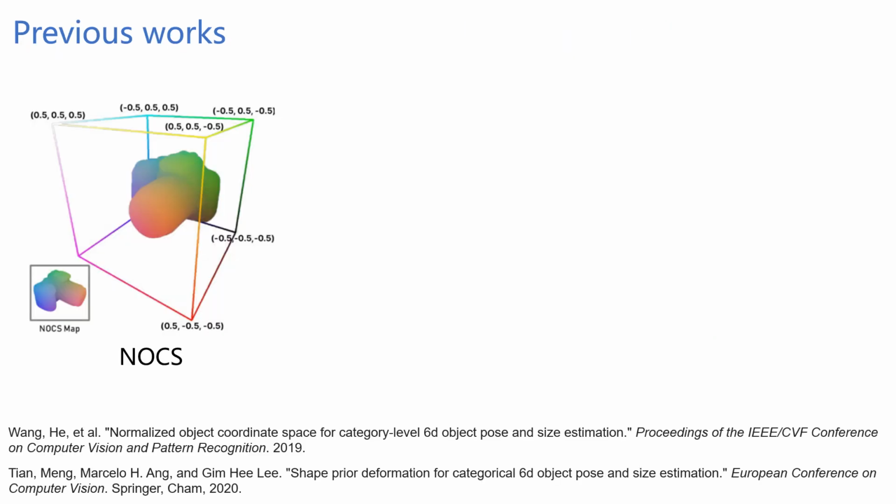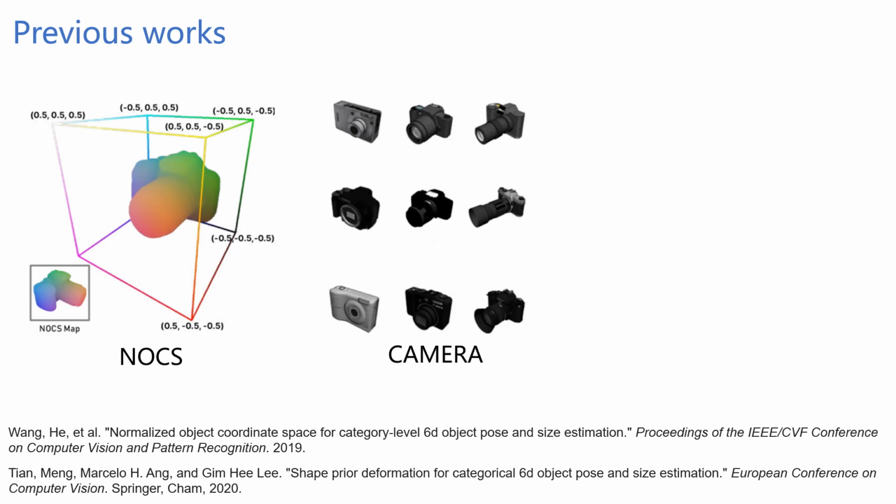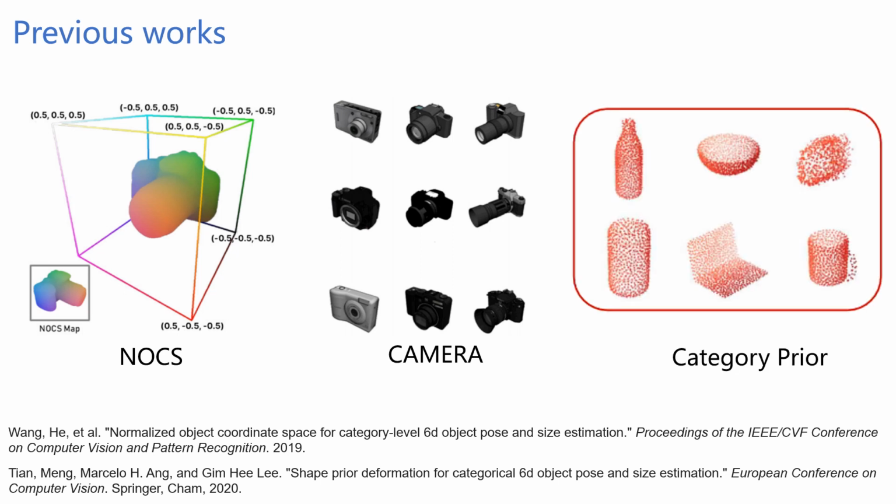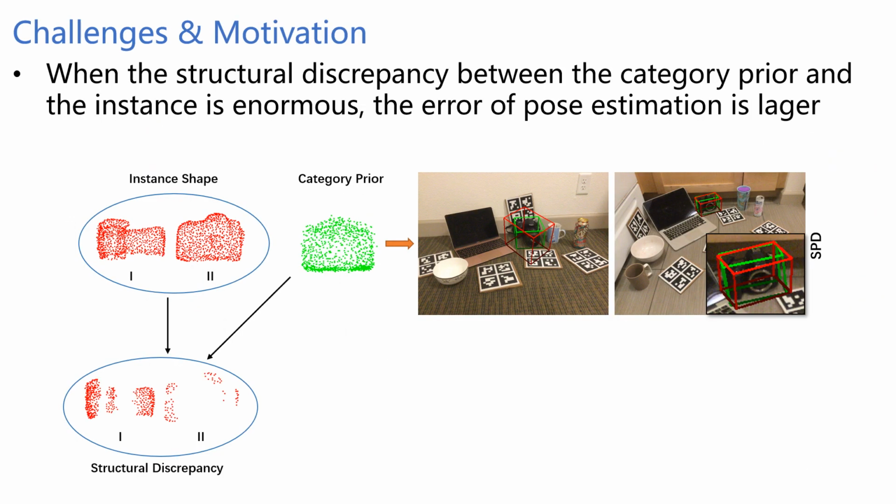Wang et al. were the first to propose a category level pose estimation task and introduce normalized object coordinate space, NOCS, a shared canonical representation for all possible object instances within a category. However, due to the huge intra-class variation, this severely limits the performance of pose estimation. To solve this problem, Tian et al. propose a category prior-based approach. Although the SPD has achieved sound effects, there are still some unresolved issues.